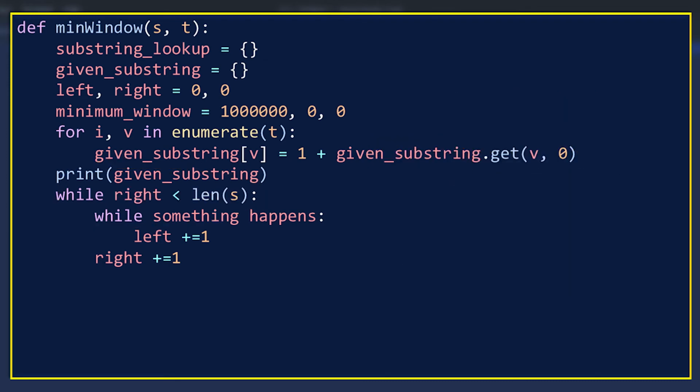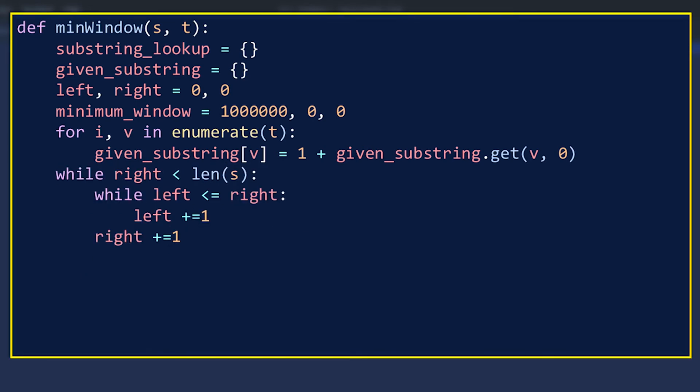First loop is quite simple. The right should be less than the length of the string, so we don't go out of bounds. We keep incrementing the right pointer at the end of the first loop every time. For the second loop, the first condition should be left will always be less than or equal to right.